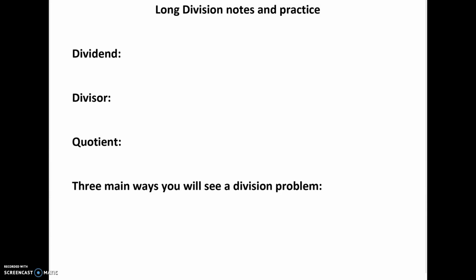All right, so let's talk about some long division. More specifically, this is going to be long division where there's only one digit that you're working with as the divisor. But first, there's three main vocabulary words that if you're not quite sure what they mean, you might struggle with where certain numbers go.